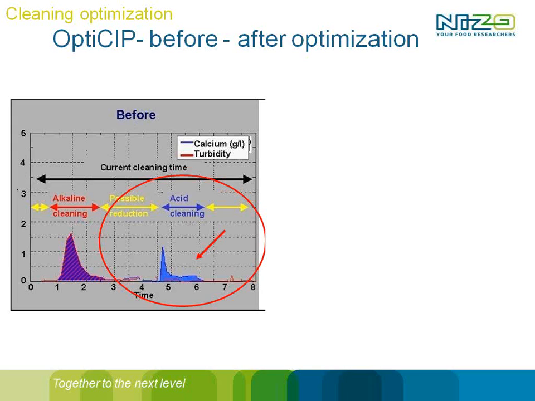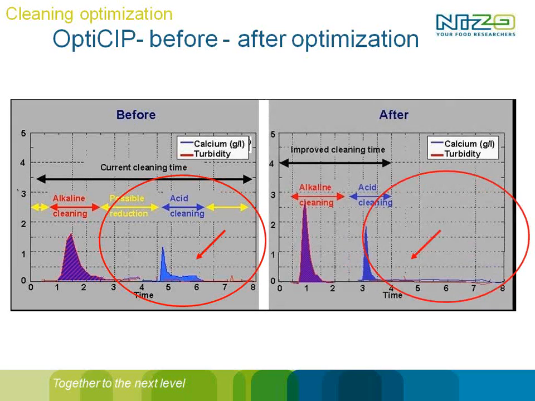The only thing is, there is a tail from, say, 5 to 6 time units. For quite a while, a small amount of inorganic fouling is removed. Ideally, you would only like to have this peak. So if you optimize it, you have a shorter alkaline cleaning and a shorter acid cleaning, only the peaks, no tails, and you can reduce your cleaning time a lot.